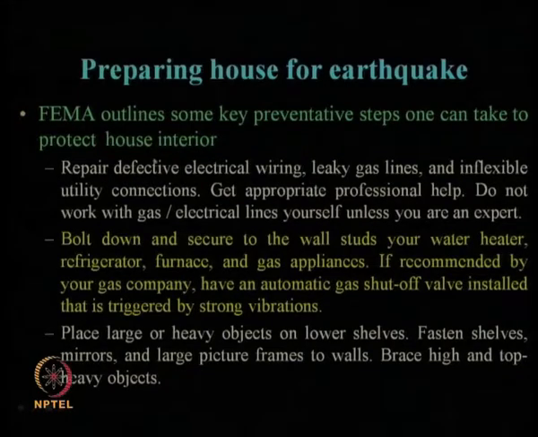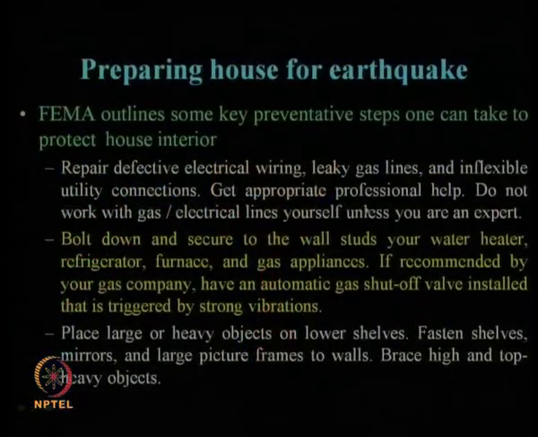So, FEMA outlines some key preventive steps which one can take to protect the house interior during an earthquake. Like, always repair defective electrical wiring, because if you have defective electrical wiring, with electrical lines or cables hanging abruptly during the earthquake, those are the first things to get affected or fall down, and there is a high chance that electrical short circuiting from those hanging connections may create severe damage. So, that is why you should repair the defective electrical wiring.